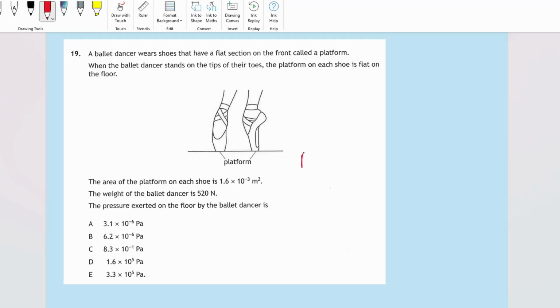So here we have to use the formula P equals F over A, and force is the weight, which is 520 newtons. And be careful here, the area is the total area, and we have two shoes here, so two platforms, and the area on each shoe is 1.6 times 10 to the negative 3 meters squared. So we just do 1.6 times 10 to the negative 3 meters squared times 2. So P works out to be 1.63 times 10 to the 5 pascals, and that works out to be D.